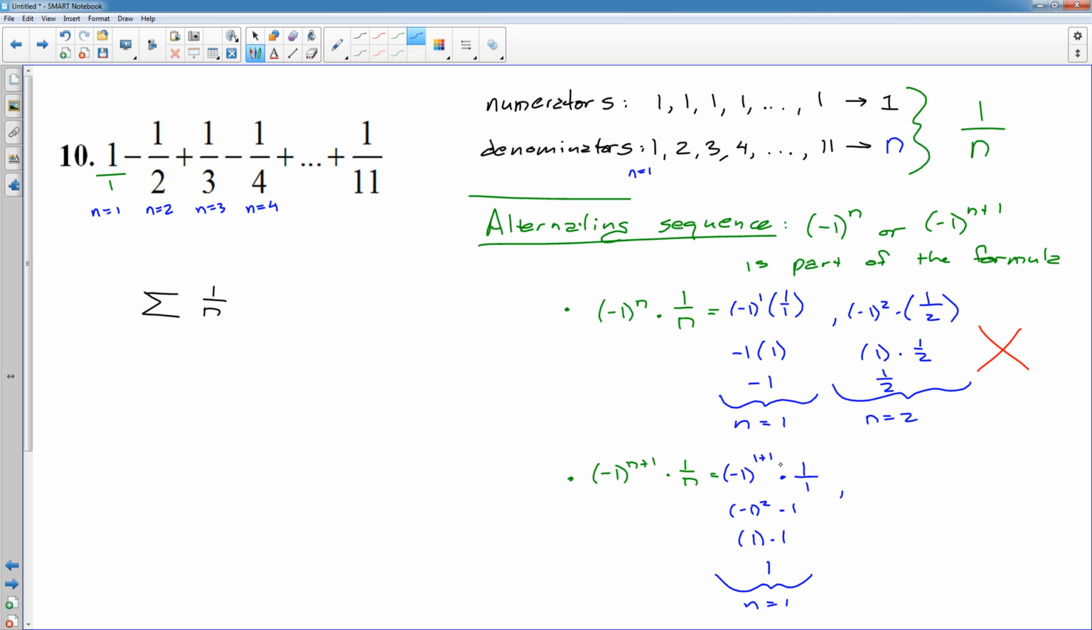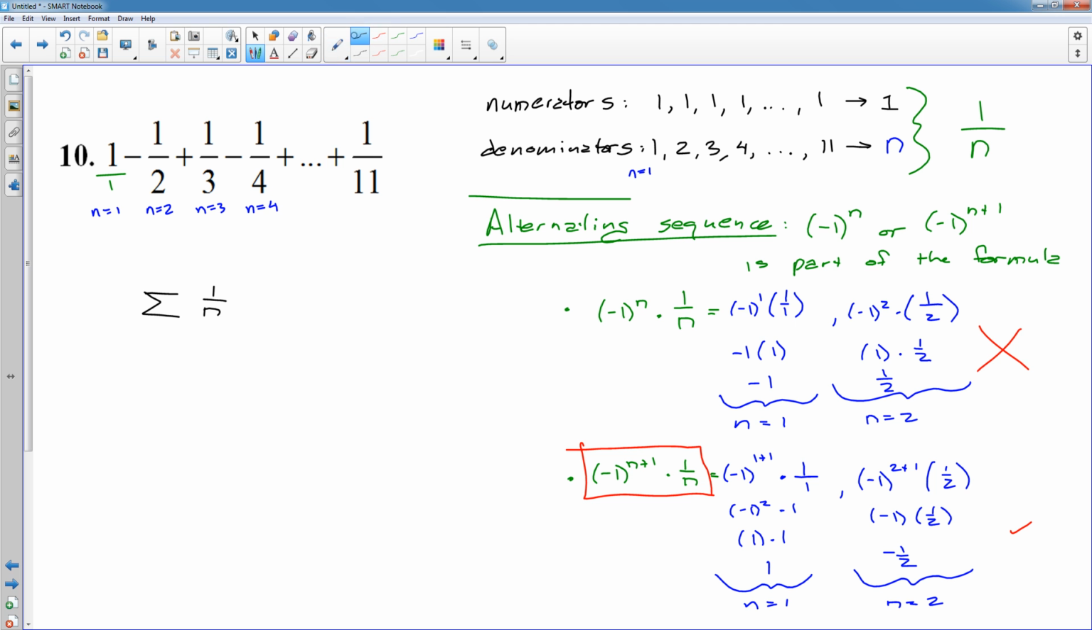And then just to be doubly sure, I'm going to plug in 2: negative 1 to the 2 plus 1 times 1 over 2. 2 plus 1 is 3. Negative 1 cubed is negative 1 times 1 half. Negative 1 times 1 half is negative 1 half. That's what I got when n is equal to 2. And that does match what I needed. I need a positive 1, negative 1 half, and I got a positive 1, negative 1 half. That means this is going to be my formula.